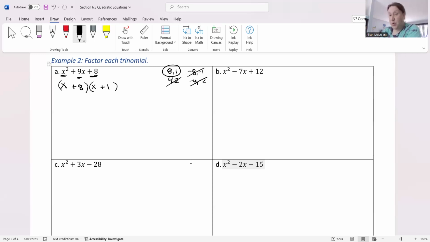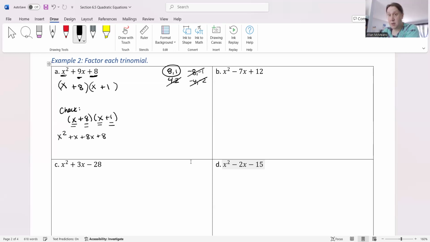And then the cool thing is we can always check our work with FOIL. So check. We have x plus 8 times x plus 1. So we start the FOIL process. I'm going to take x times x, that's x squared. x times 1 is just x. I'm done with the x in the first binomial. I'm going to pick up the 8. 8 times x is 8x. 8 times 1 is 8.